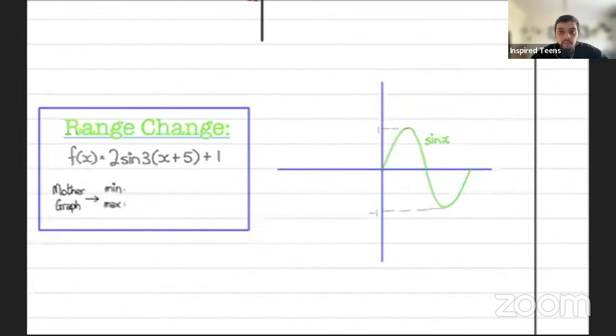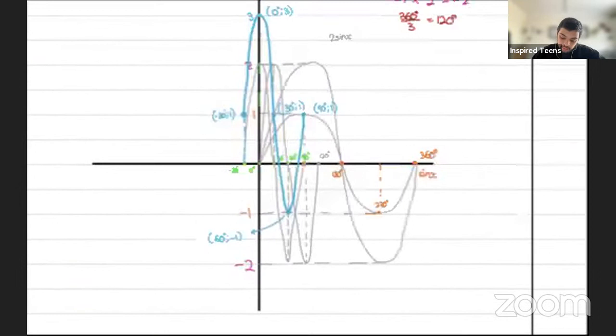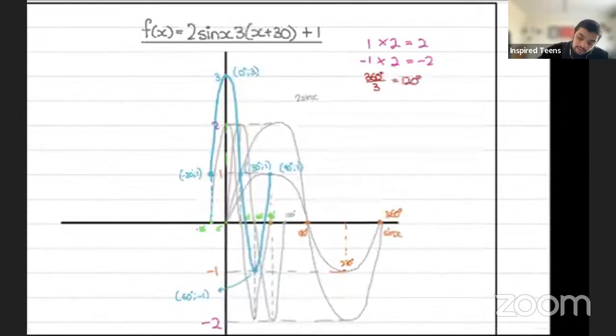Please, wait, why do we get -1 and not -3? Okay, because we shifted 1 unit up, right? We didn't make a change to amplitude. So you see, that's another thing. Thanks for actually asking that so that I can explain this.